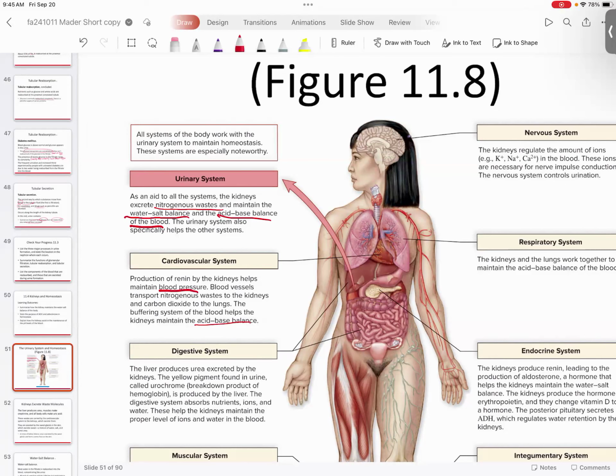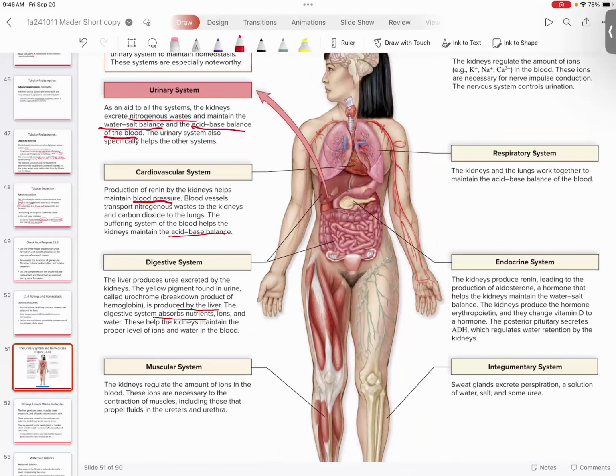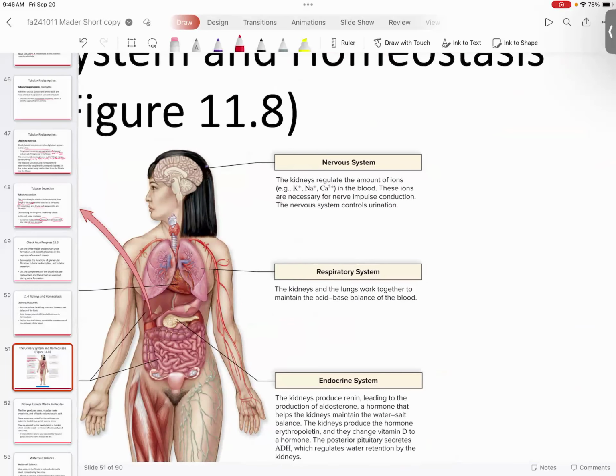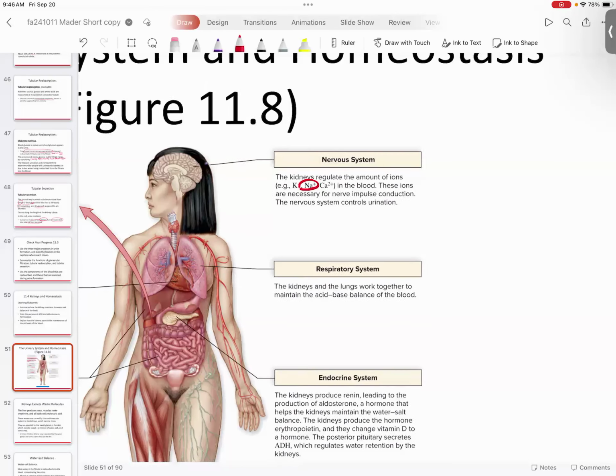For your digestive system, you have breakdown products, yellow pigments from the breakdown of hemoglobin, that are part of bile produced by the liver. This will allow you to basically absorb nutrients and ions and things of that nature, and you can maintain this in the kidneys. For the muscular system, you have ions that are necessary for contraction of muscles, like calcium, for instance. That's a big piece of the kidneys, right? For the nervous system, you need sodium in the blood in order to drive your nervous system.